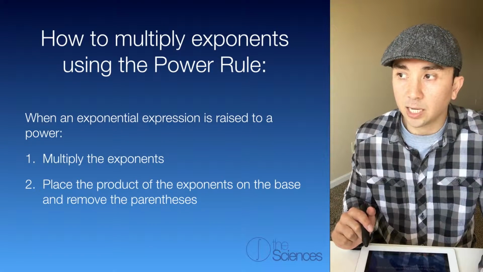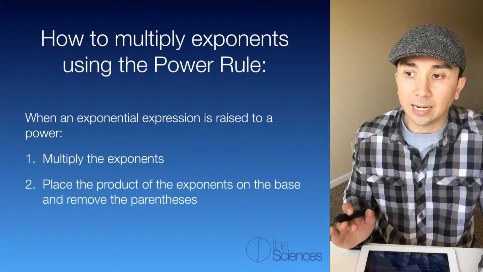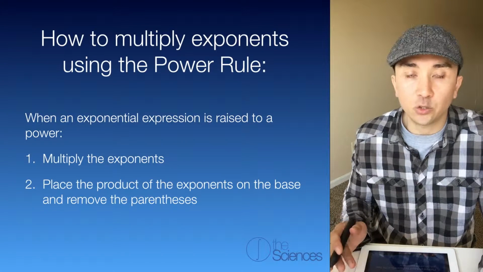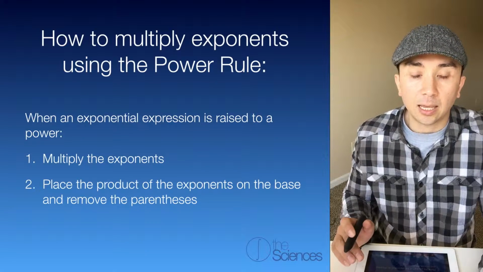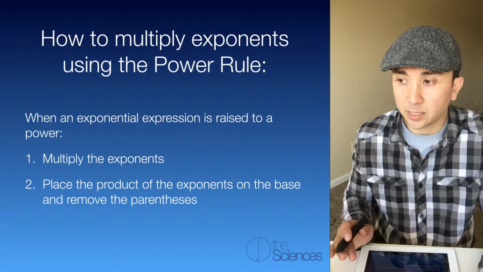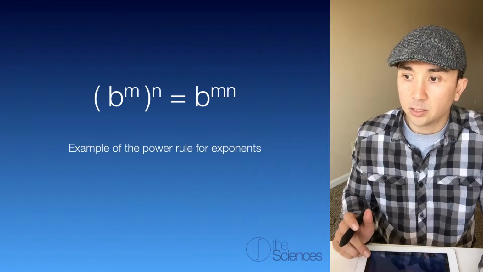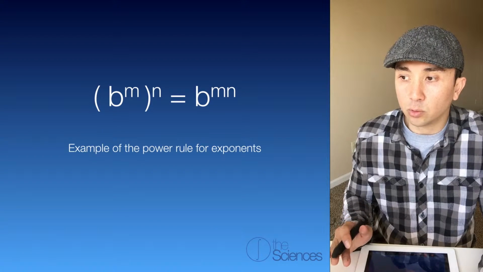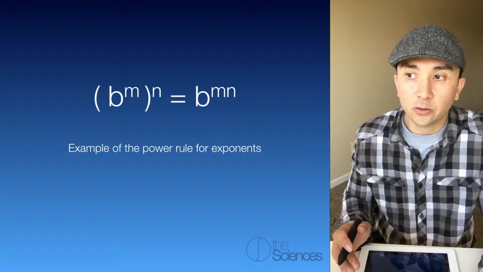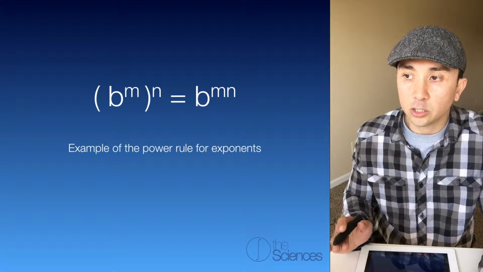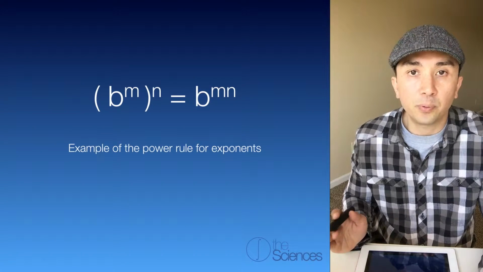So here's how to multiply exponents using the power rule. When an exponential expression is raised to a power, what you're going to do is multiply the exponents and then place the product of the exponents on the base and remove the parentheses. So here's an example of the power rule for exponents. If we have b to the m raised to the nth power, all you're going to do is multiply m times n and put that over b.